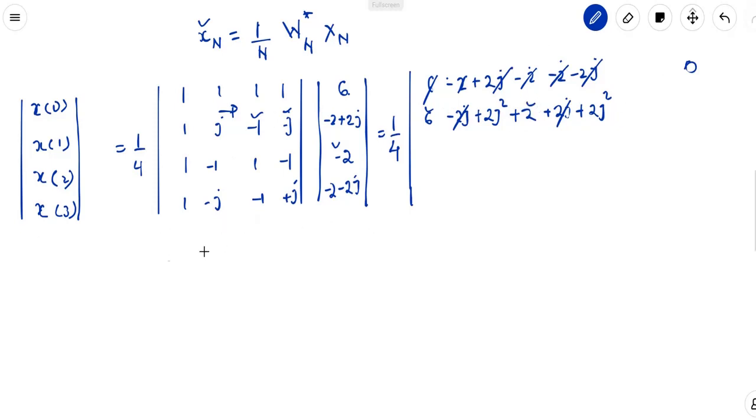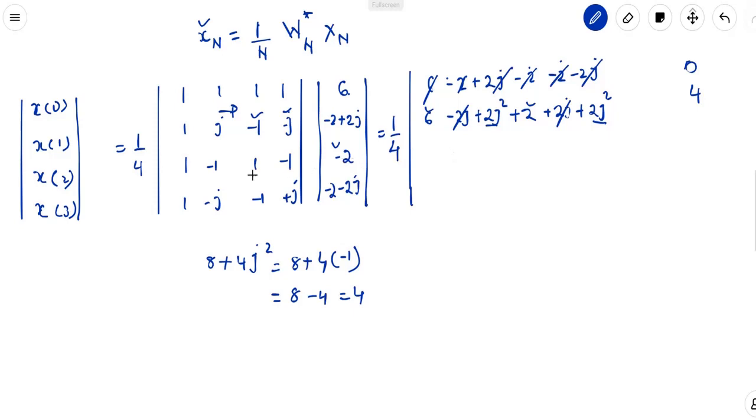Here I'll write the calculations. 8, so this is 2 plus 2, 8. And what is left here? 2j plus 2j, so this becomes 4j square. So this is 8 plus 4j square. J square is how much? It is minus 1. So this is 8 minus 4, so this is 4. Okay, so this will be 4.